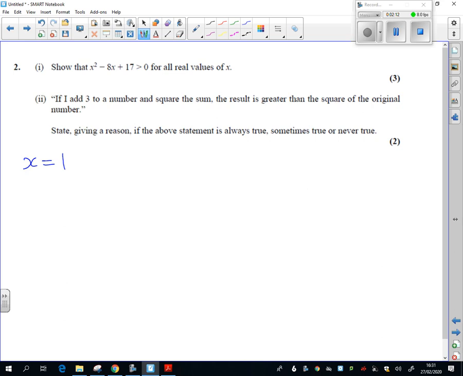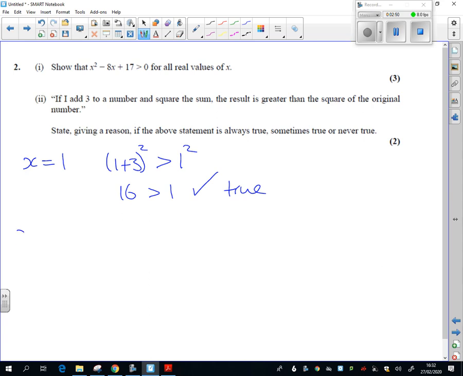So if I add 3 to a number and square the sum, the result is greater than the square of the original number. So 4 squared is greater than 1 squared, so it is true. But obviously that's not proof that it's always true. To prove that it's always true, I'd have to do it algebraically. So let's have a think about whether I can spot any instances where that wouldn't be true. I can't see any reason why positive integers wouldn't follow the same pattern. So I might start to think about numbers with a magnitude less than 1, or negative numbers.